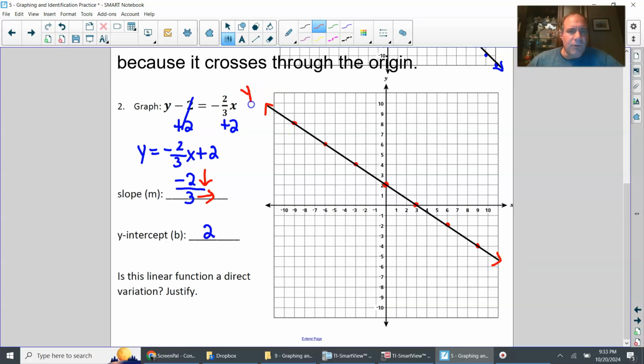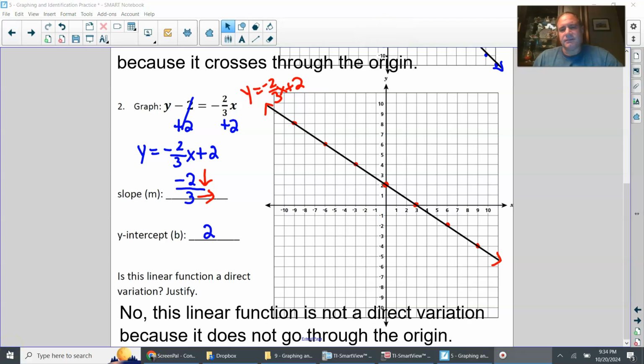And I'm going to put the y equals mx+b. This is y equals -2/3 x plus 2. And yes, it does check out. It goes down from left to right and crosses the y-axis at 2. So is this a direct variation? No, it is not, because it does not cross the origin. There you have it. That is the reason why it is not a direct variation.